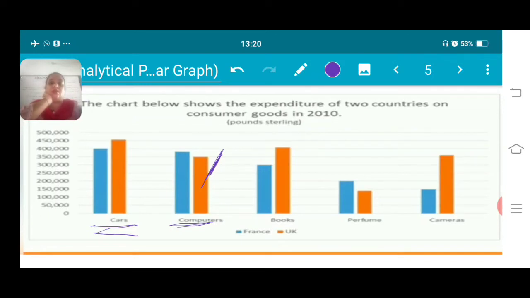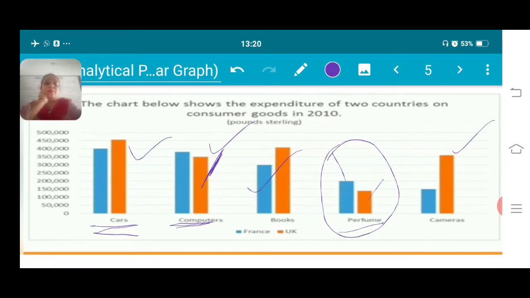They are spending a large amount on this. Next is the case of perfumes. So the UK is spending less on perfumes and France is spending more. But overall, compared to the rest, cars, computers, books and cameras, perfumes is too low. Both the countries are spending less. But here also there is a contrast, that the UK is spending less and France is spending a little bit more.